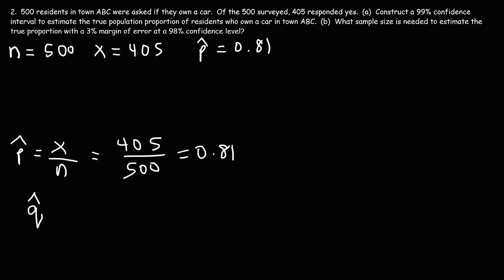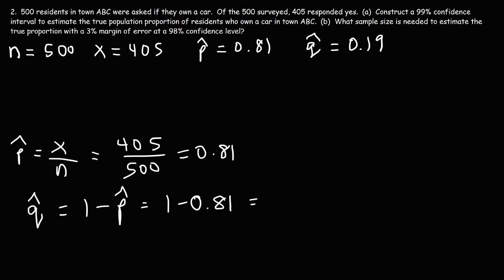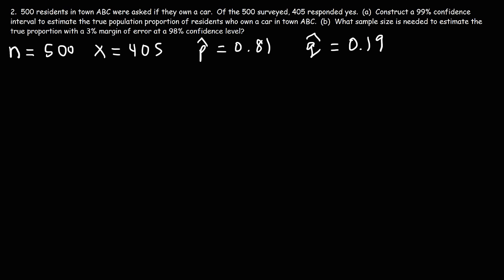Now we can calculate q hat. It's 1 minus p hat. So that's 1 minus 0.81, which is going to be 0.19. Our next step is to determine the margin of error. So it's going to be z times the square root of p hat q hat divided by the sample size. But we need to determine z.